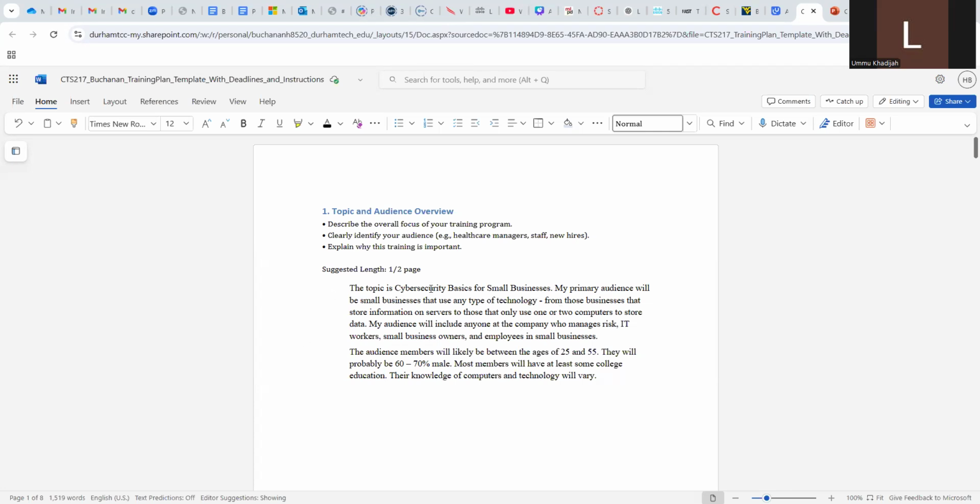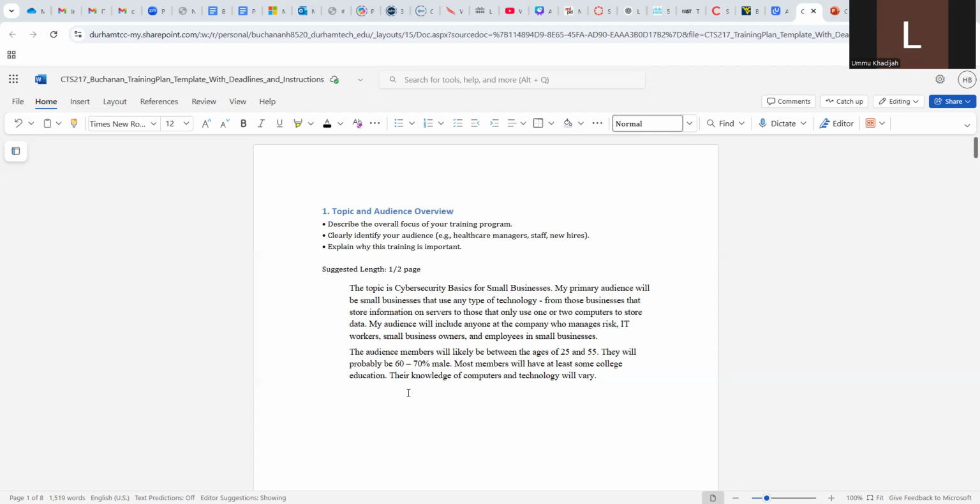The topic is cybersecurity basics for small businesses, and the primary audience would be anyone that manages risk, managers and supervisors and owners, anyone who has any technical know-how as far as IT people, and just employees in general, because cybersecurity is both a community obligation and an individual obligation. Each individual has a role to play.